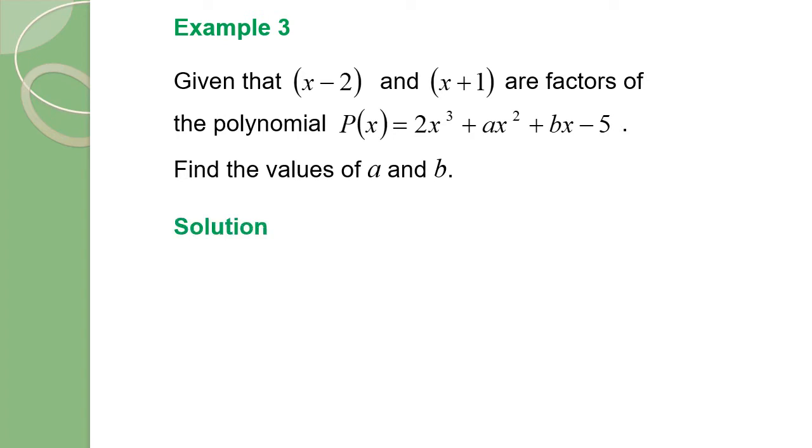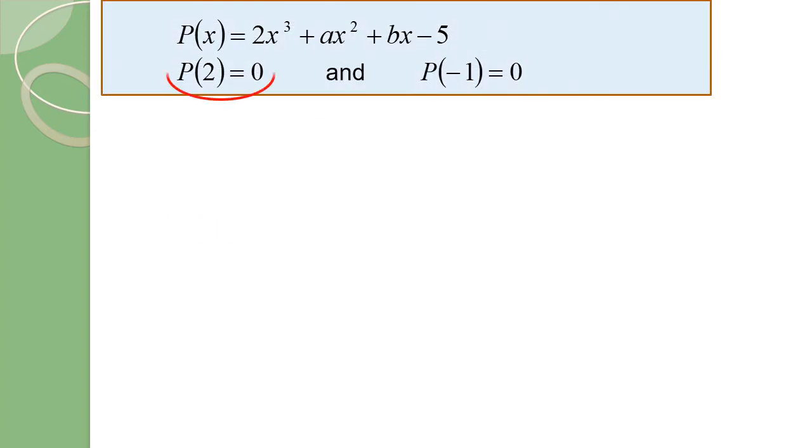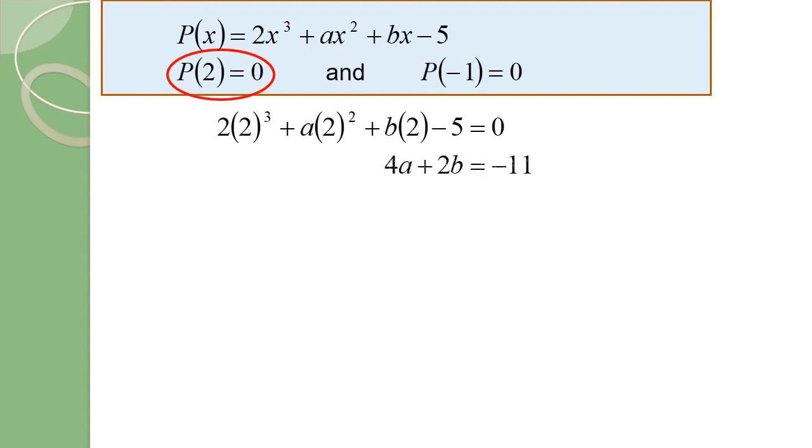We know that x minus 2 and x plus 1 are factors. So, p of 2 equals 0, and p of -1 also equals 0. So, we will have two equations with two unknowns, and then we can solve by using simultaneous equations. So, what is p of 2? Substitute 2 into the polynomial. We have 2 of 2 cubed plus a of 2 squared plus 2b minus 5 equal to 0. Simplify it, and we have 4a plus 2b equal to -11. This is the first equation.